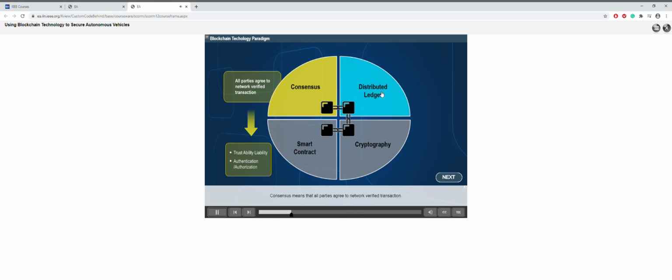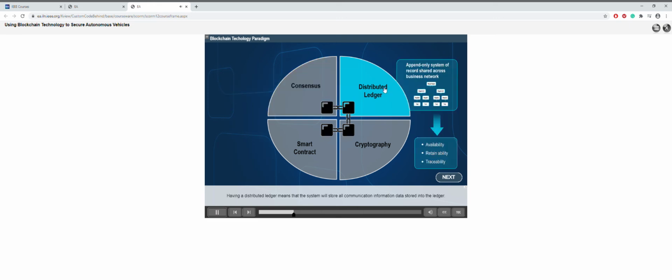Consensus means that all parties agree to network-verified transactions. This characteristic promotes trustability, liability, and authentication authorization. Having a distributed ledger means that the system will store all communication information data into the ledger. This is what is called an append-only system of record because it is stored and distributed across a network. This advantage provides data availability, the ability to retain all data, and traceability.